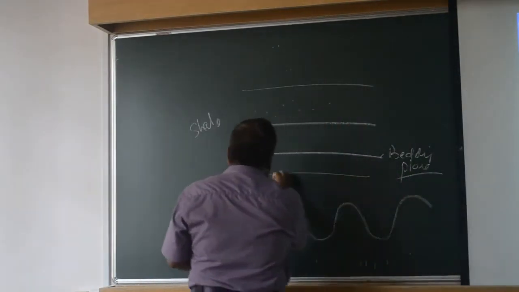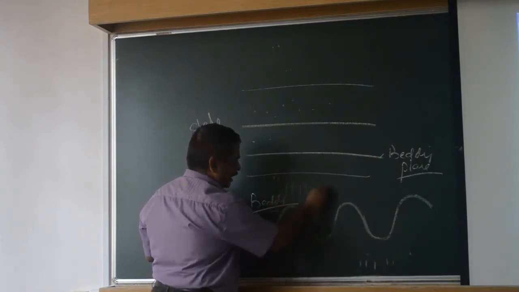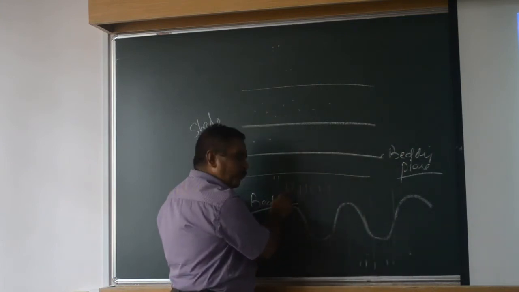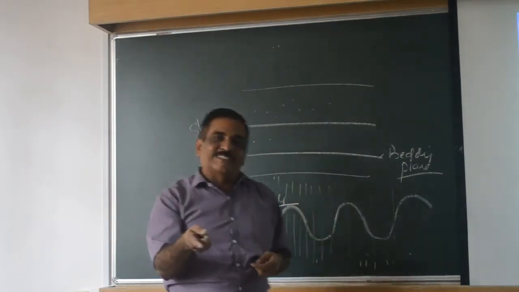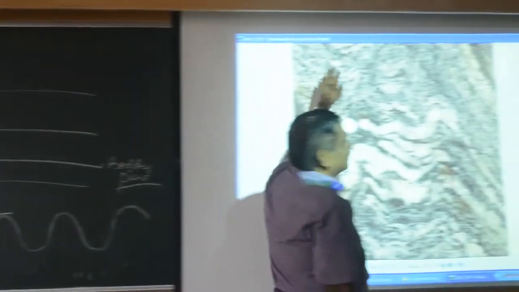Now you are developing schistosity over it. The minerals are crystallizing like this. So now the folds will develop on this schistosity plane. That is why they are called granulations. Understood? So these are granulations.